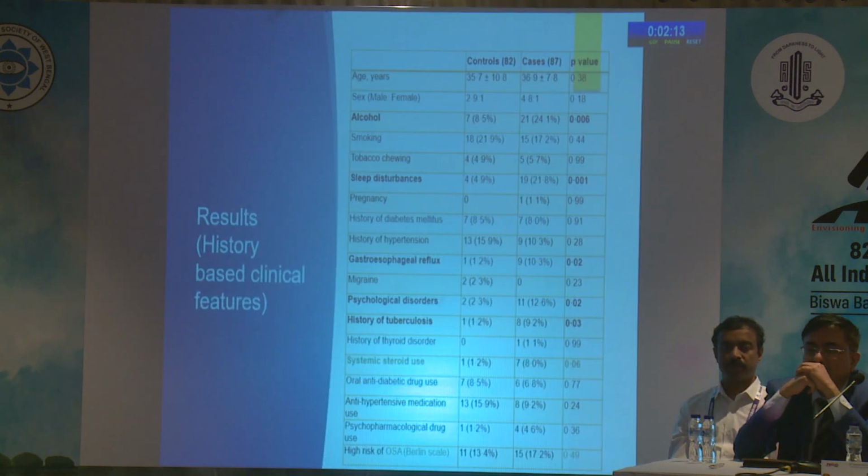CSC. So coming to the results, in the history-based clinical features, alcohol use, sleep disturbance, gastroesophageal reflux, psychological disorders, and history of tuberculosis were found to be significant in univariate analysis. Use of systemic steroids and obstructive sleep apnea risk was not significantly different.